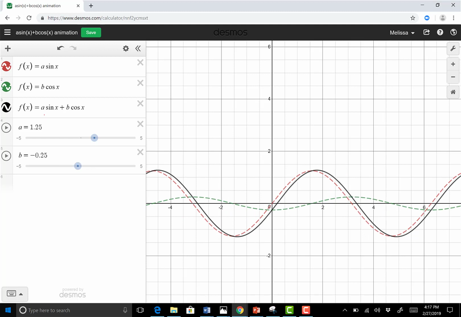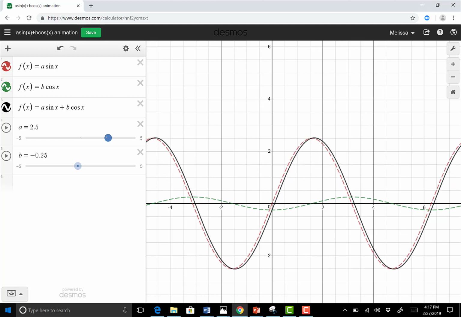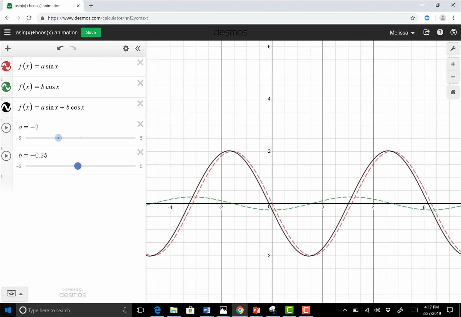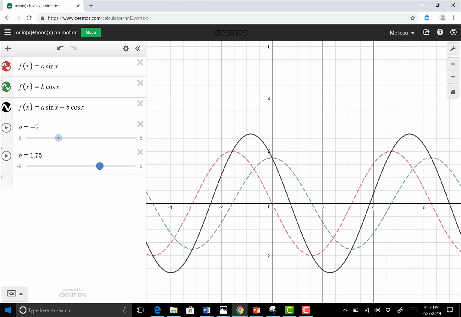But if you notice, the black one where I add A sine x and B cosine x, that's moving too, of course, as I'm moving things around. And notice, no matter what the numbers are, the amplitude of the black graph is different than the amplitudes of the red and green. Also, there's a phase shift, right? So this red graph is a sine with no phase shift, and the green graph is a positive cosine with no phase shift, but the black graph, the addition of them all, has a phase shift. Honestly, it could be cosine or sine, but the formula that we're using turns it into a sine. So let's go back to the formula.